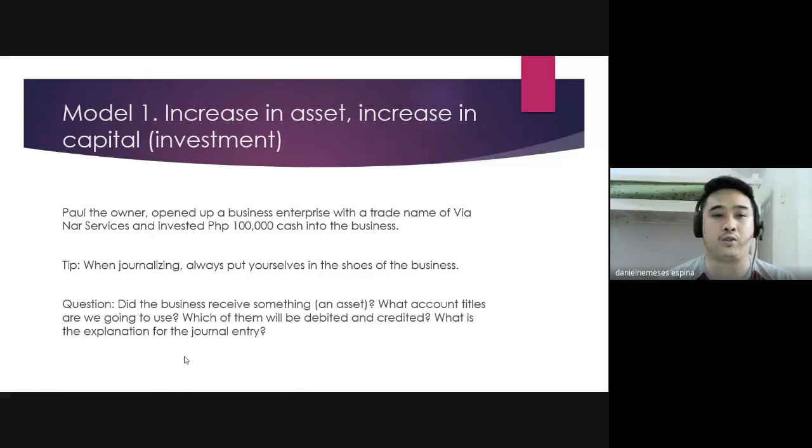So the first example is the start of a business. Paul, the owner, opened up a business enterprise with a trade name of VNR Services and invested 100,000 pesos cash into the business. Let's assume this is a laundry business. So at the start of the business, the owner gave 100,000 as a startup for the business.